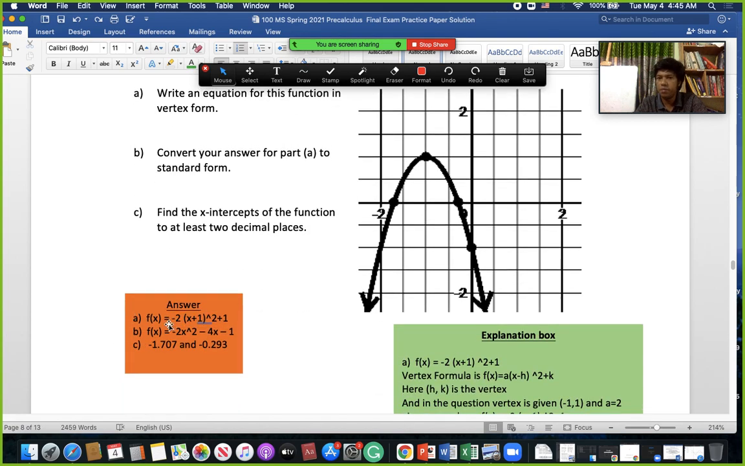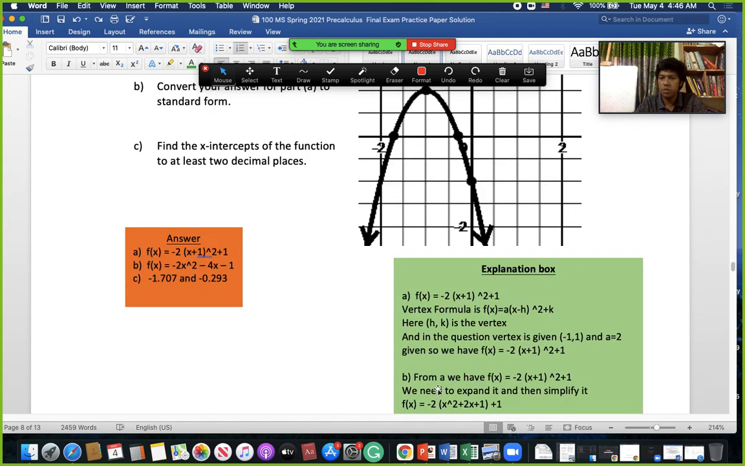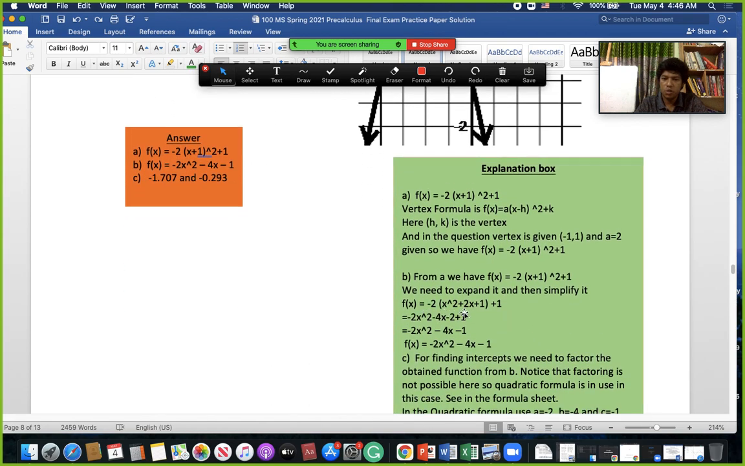This is the standard vertex form, a times x minus h whole squared plus k in this format. This is the formula, a times x minus h whole squared plus k, where h comma k is the vertex. Okay, so we put it here. Then for x plus 1 whole squared, we can use the a plus b whole squared formula, just like this. It is shown here.